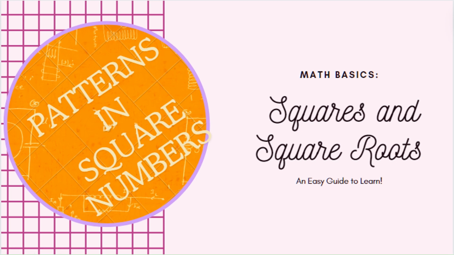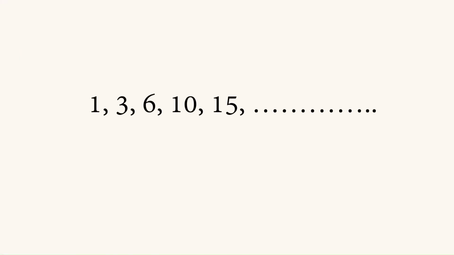Squares and square roots. Patterns in square numbers. Observe this number series. Every number series follows a certain pattern. In this, the series starts with 1, and from there we are doing plus 2, plus 3, plus 4, plus 5, and so on. Every number can be represented with the help of dots, and the dot pattern of a number can be a line, square, rectangle, or triangle.